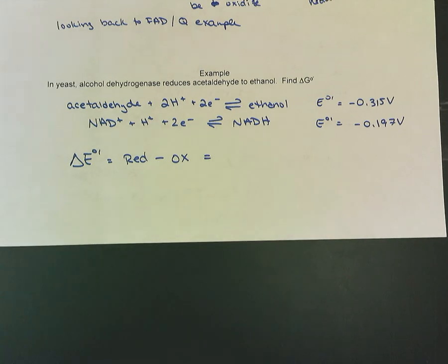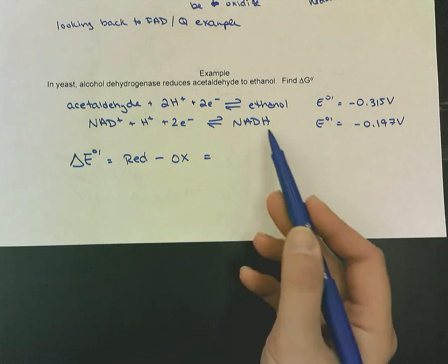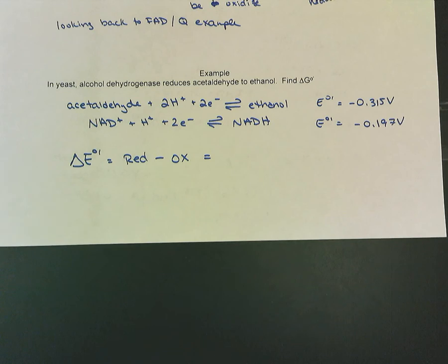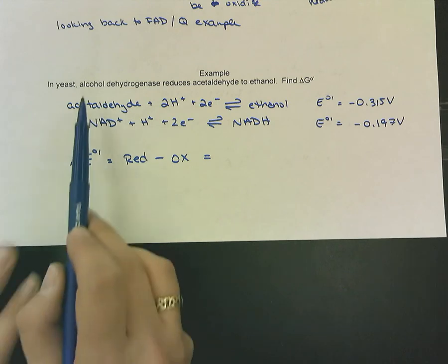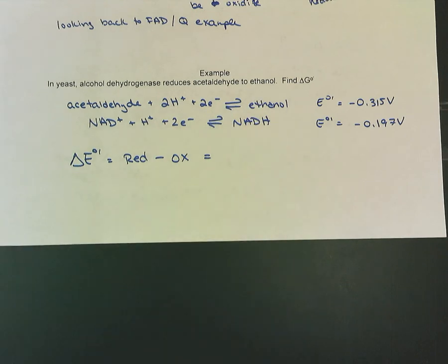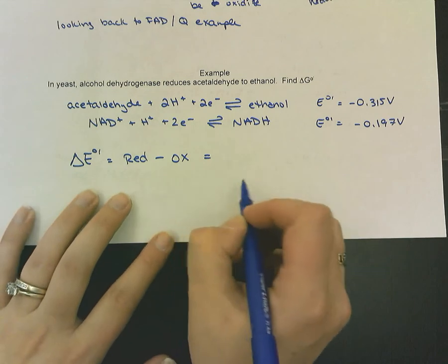So we always do these reductions minus oxidation reactions. I've written them both as reduction reactions right off the table, in the same direction, where the electrons are on the same side. But which one is actually the reduction reaction, based on the word problem? We're going to reduce acetaldehyde to ethanol. So that's going to be our reduction reaction.